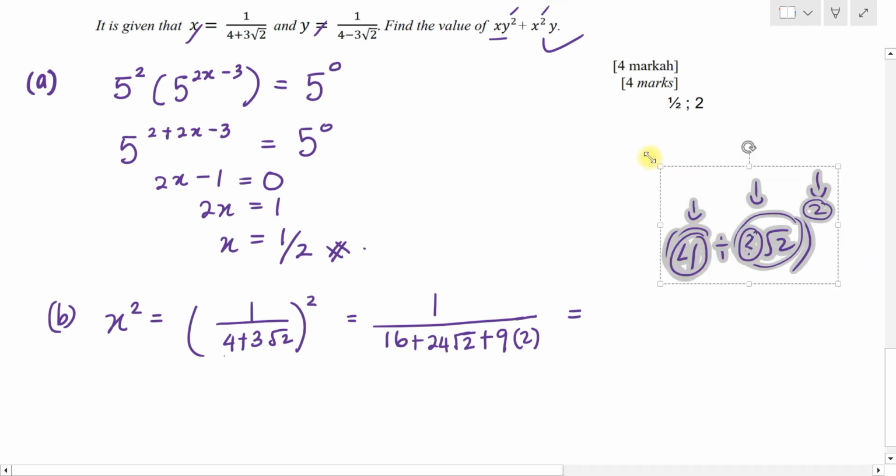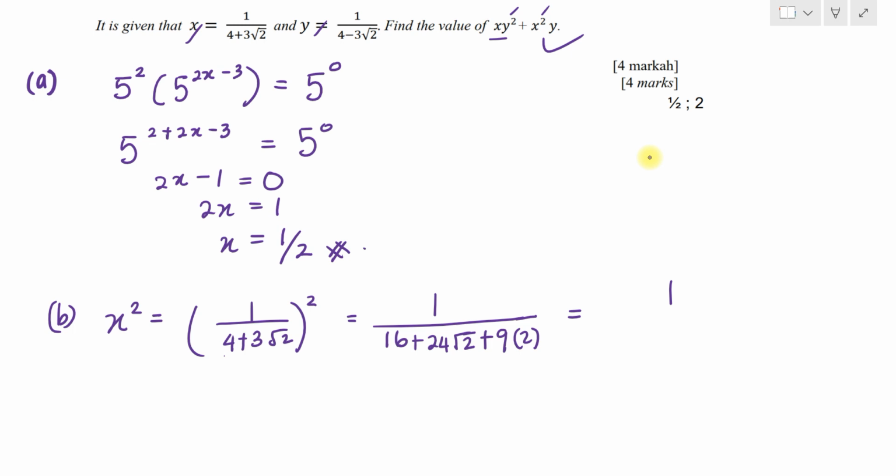Okay, let's see. 1 over the 16 plus 9 times 2. Okay, let's do that. 16 plus 9 times 2 is 34. 34 plus 24 surd 2. Okay, that is your x square.